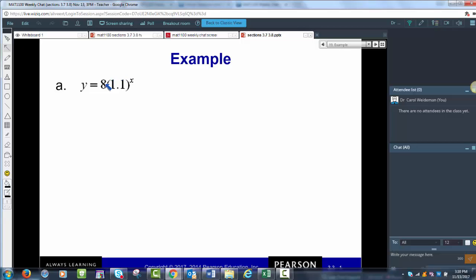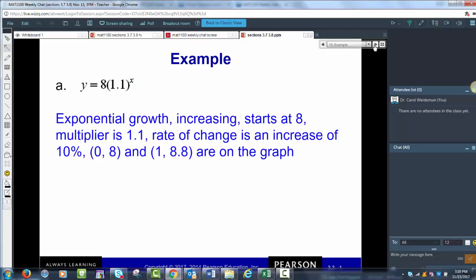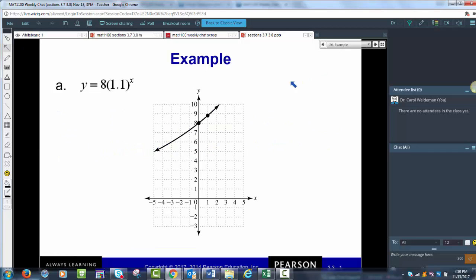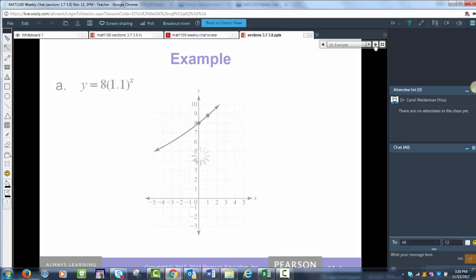And then what if x is a 1? So then we've got 8 times 1.1, or 8.8. So there's 2 points on the graph. And then let's take a look at what the graph would look like. So there's those 2 points we just found, 0, 8, and 1, 8.8, which is almost 9. All right, let's try another one.